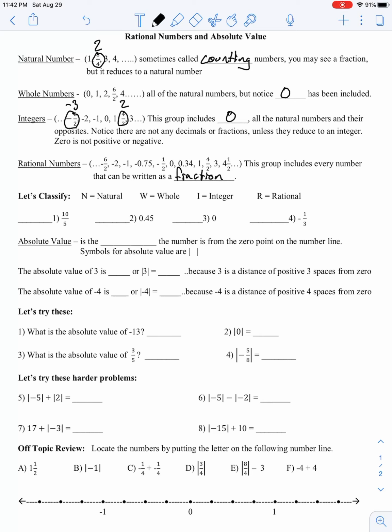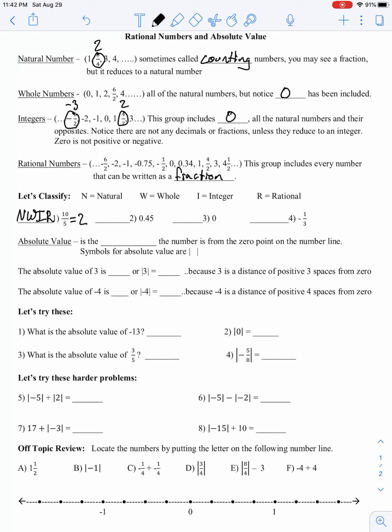Alright, first we're going to start with classifying some numbers. We start out with 10 over 5, and we notice that we can divide 10 by 5, which is going to give us 2. So we want to check back before and see which groups 2 fits in. We have it at the very top of our list, so 2 is a natural number. We see it in our list of whole numbers, so it will also be a whole number. It's in our list of integers, and we see it written as a fraction beforehand, so it is also going to be included in our list of rational numbers.